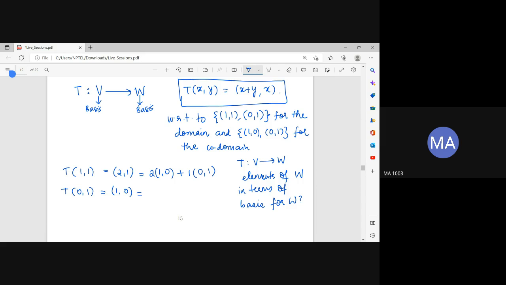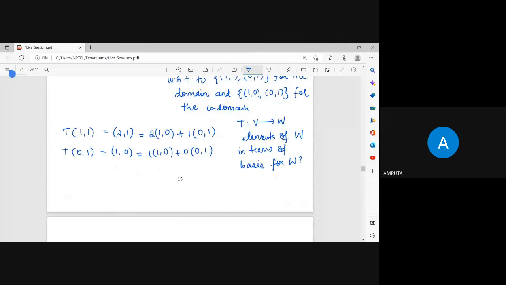And this one? Ma'am, here you have written elements of W in terms of the basis for W. So this is an element in the codomain, right? Okay. I will write it as alpha times 1 comma 0 plus beta times 0 comma 1 and solve for alpha and beta, right? Yes, ma'am.